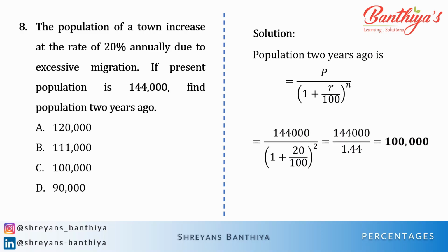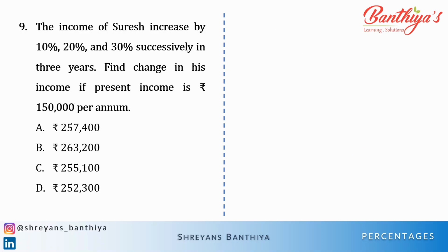So effectively, 144,000 divided by 1 plus 20 by 100 raised to 2 gives 1,44,000 divided by 1.44, and finally the answer is 1 lakh. So the population before 2 years was 1 lakh. Now let's see the next example. Now please pause this video and try to solve this question first.